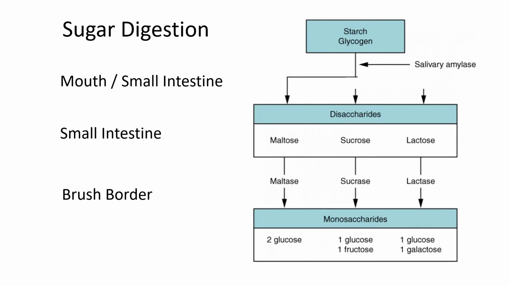The maltose is going to be broken down at the brush border into individual glucose monomers. The sucrose is going to be broken down at the brush border into its two components, which would be one glucose and one fructose. And the lactose is going to be broken down at the brush border into one glucose and one galactose. Glucose and galactose are very, very similar. And the enzymes that do this, as you can see, are maltase, sucrase, and lactase.